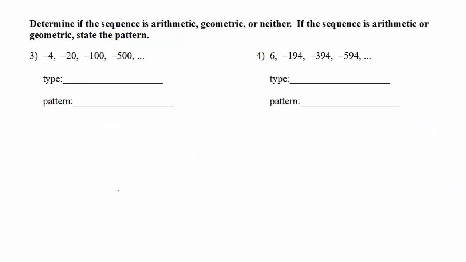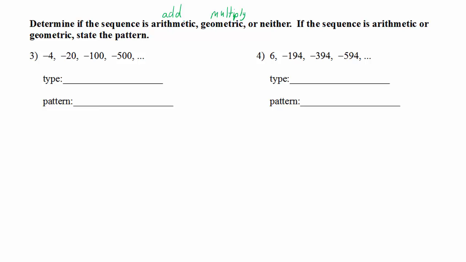On number 3 and 4, and this is now the new stuff for this chapter, we're asked if the sequence that we're given is arithmetic, geometric, or neither. If it's arithmetic or geometric, state the pattern. So what we need to remember is that for arithmetic sequences, you add to get each term, and for geometric sequences, you multiply to get each term.